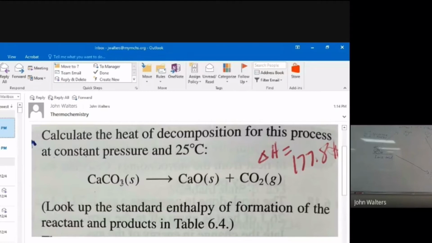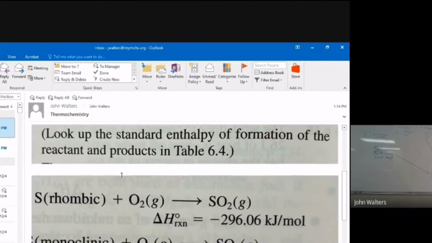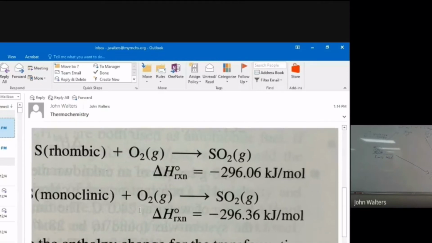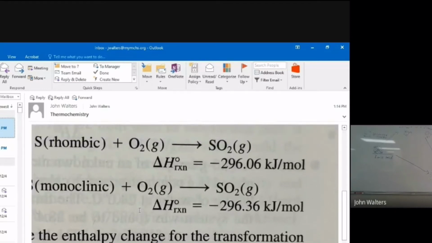Nope. Okay. Let's do a Hess's law problem. These are allotropes of sulfur. Sorry you can't see that, but that's sulfur. These are the names of the allotropes, like diamond and graphite are allotropes of carbon. So we want the enthalpy change for the bottom process using the top.